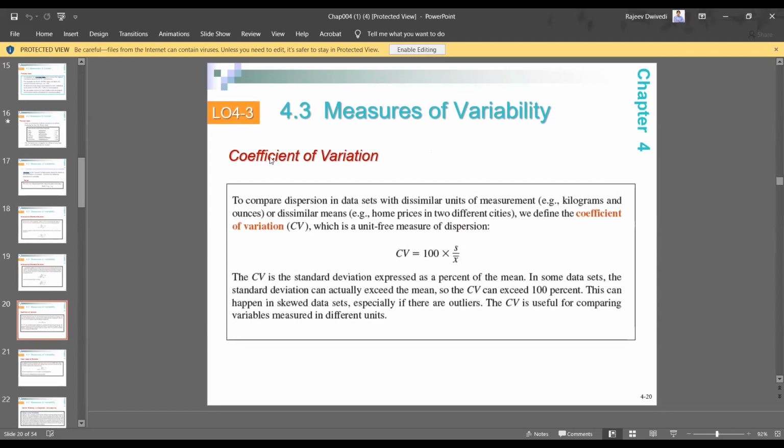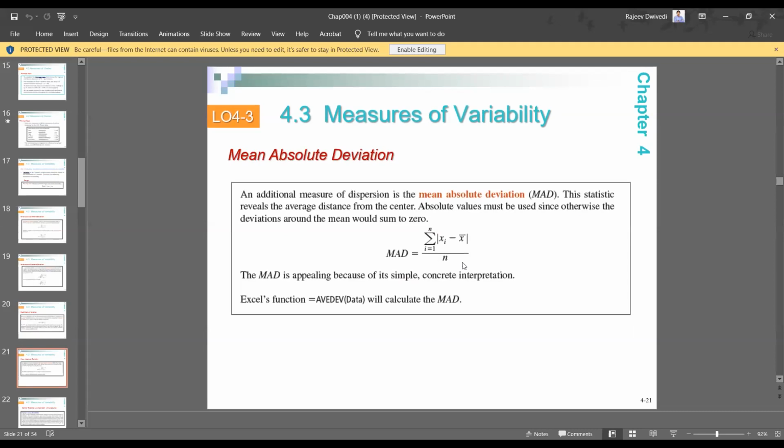What is the coefficient of variation? The coefficient of variation is equal to 100 multiplied by standard deviation divided by mean. So this is the formula, or this is the equation: 100 multiplied by standard deviation divided by mean. Mean absolute deviation is another important concept that you need to understand.